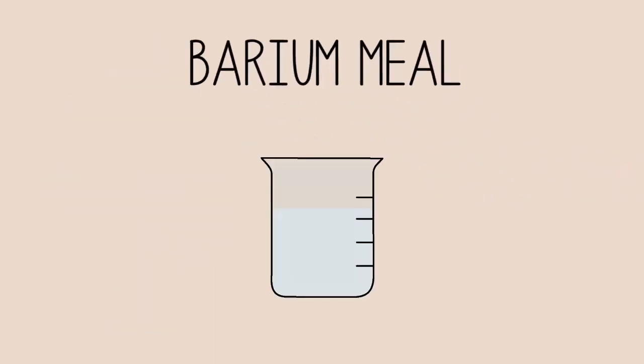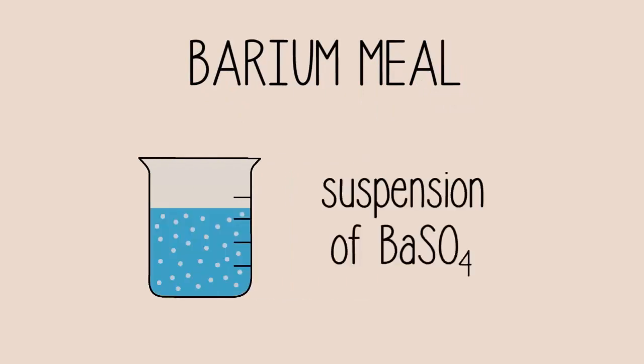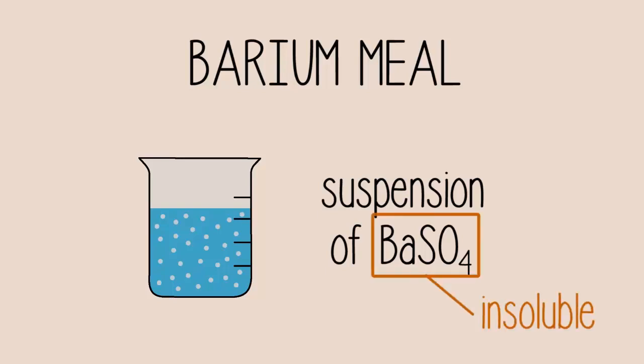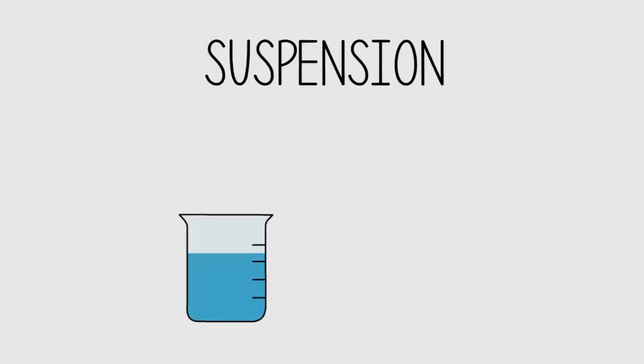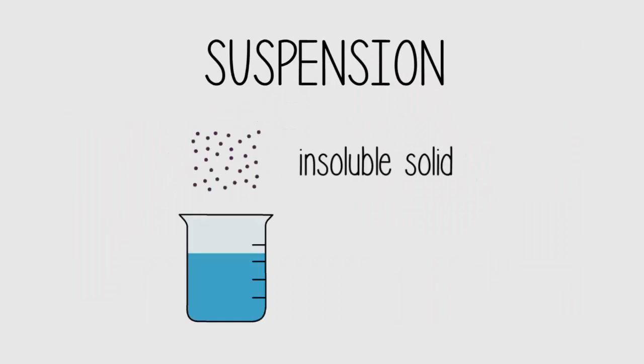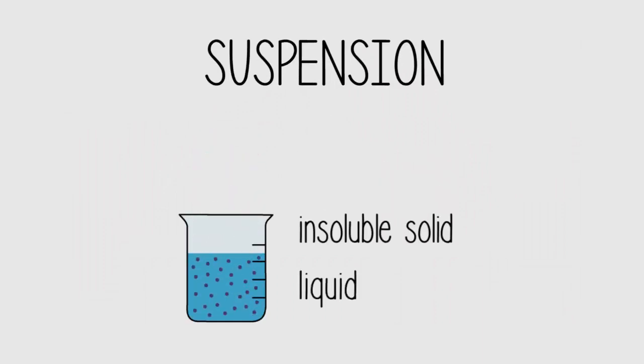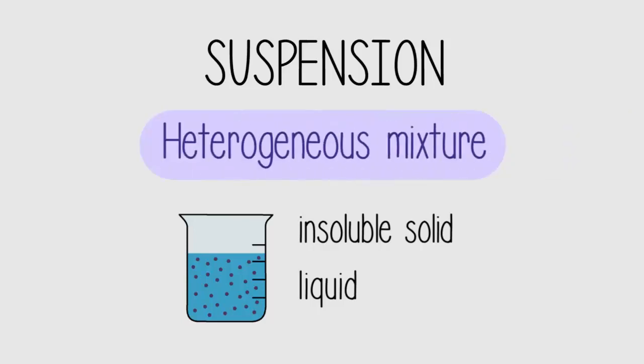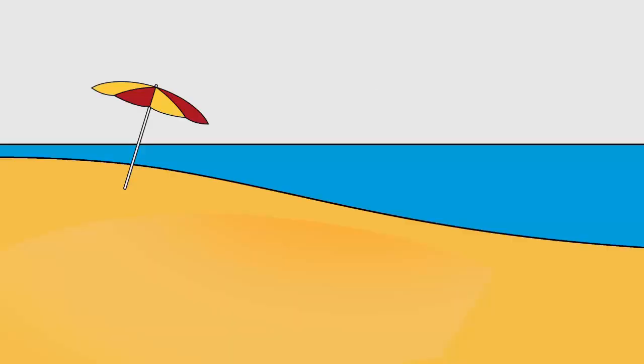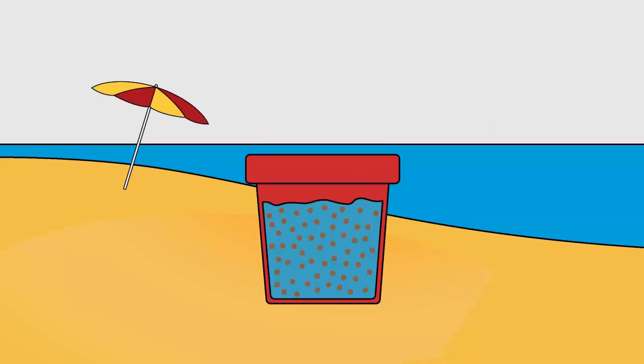It appears to be a white chalky liquid, but is in fact a suspension of barium sulfate, which is an insoluble white solid. A suspension is a mixture of an insoluble solid and a liquid. Since the two components are not in the same phase, a suspension is a heterogeneous mixture. Think about it as sand in water. Sand is obviously insoluble in water.